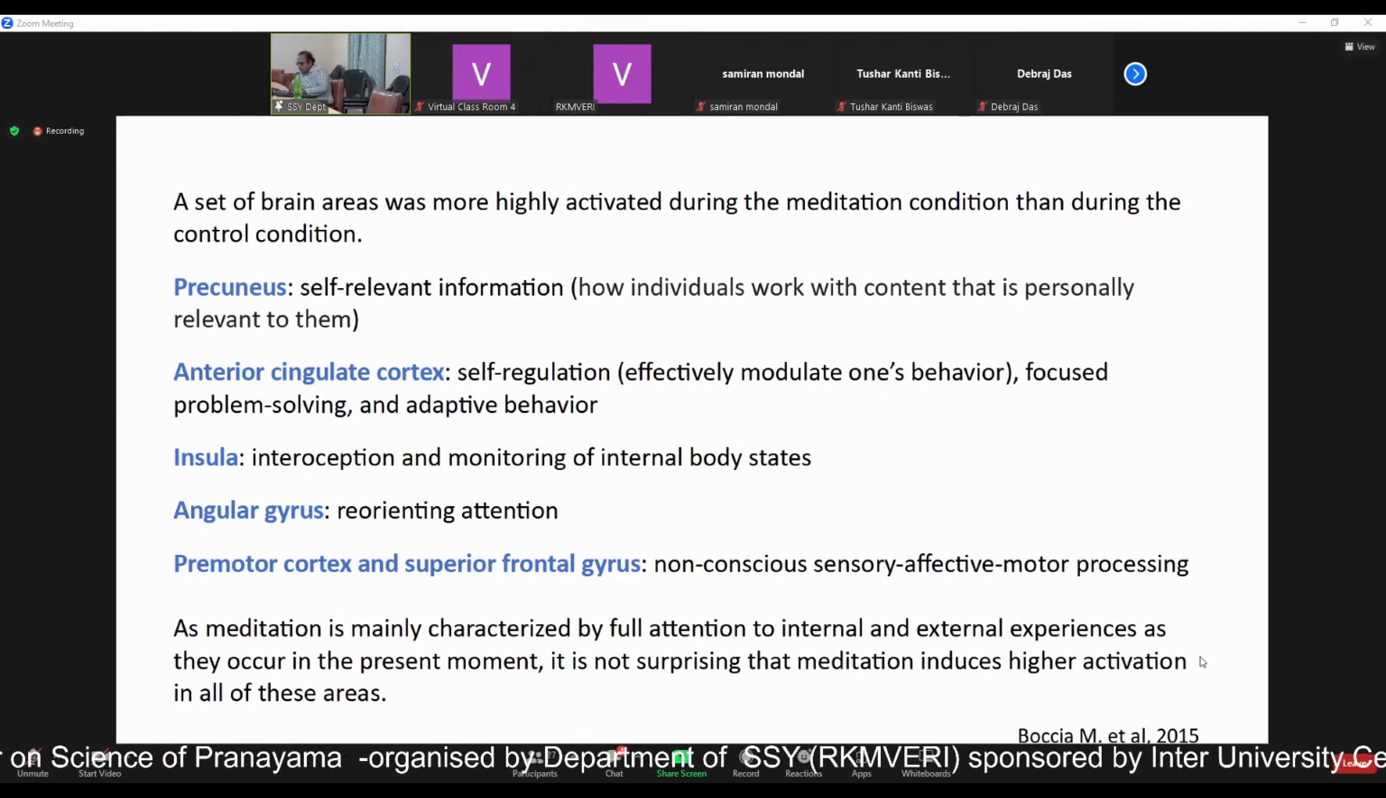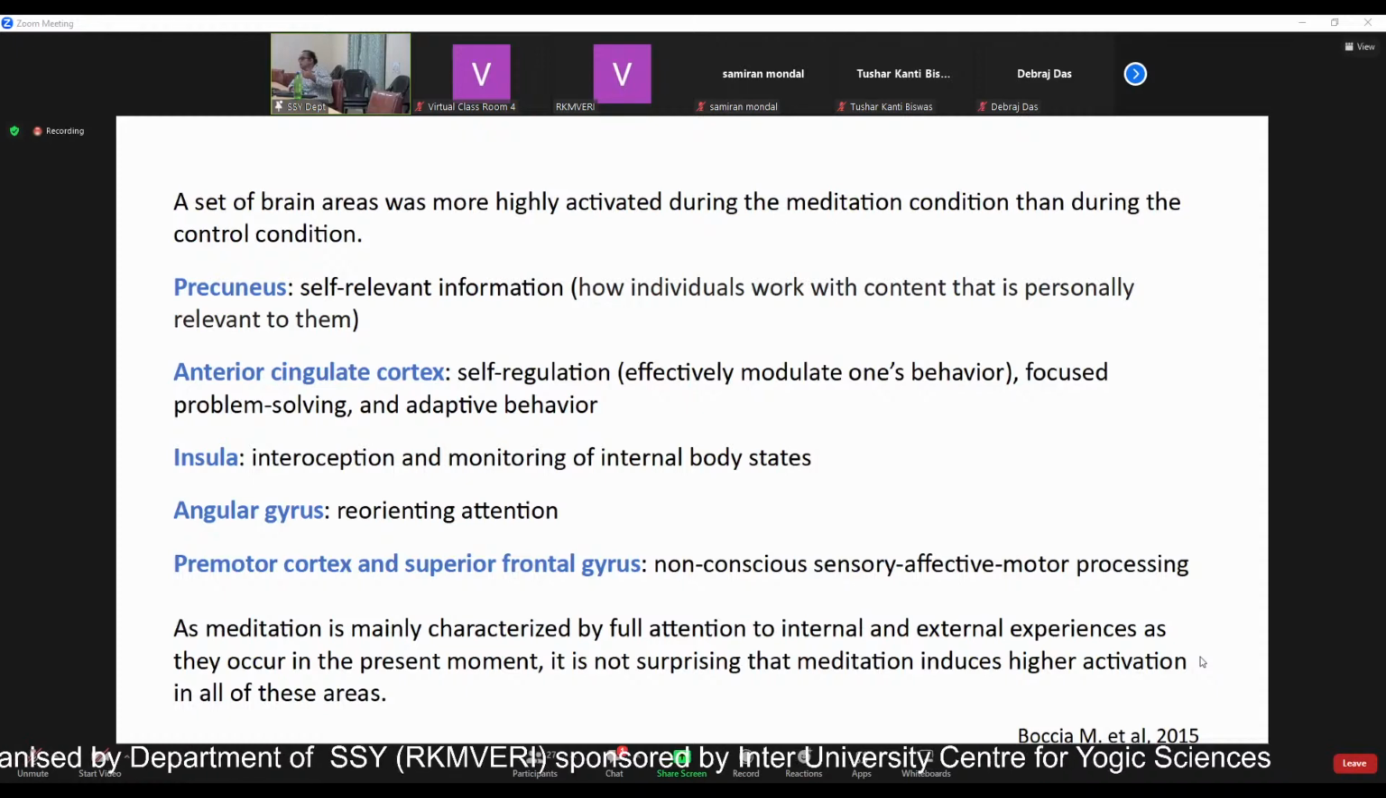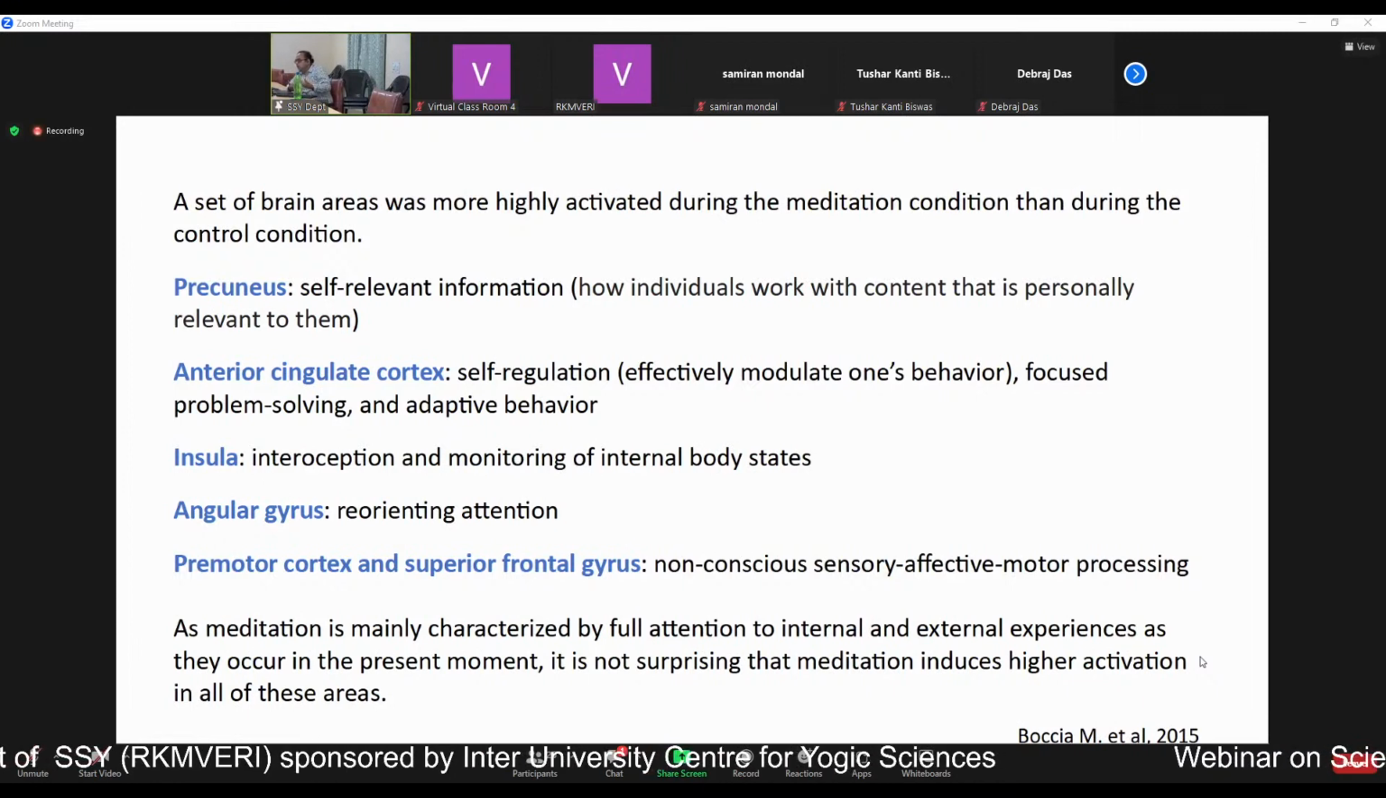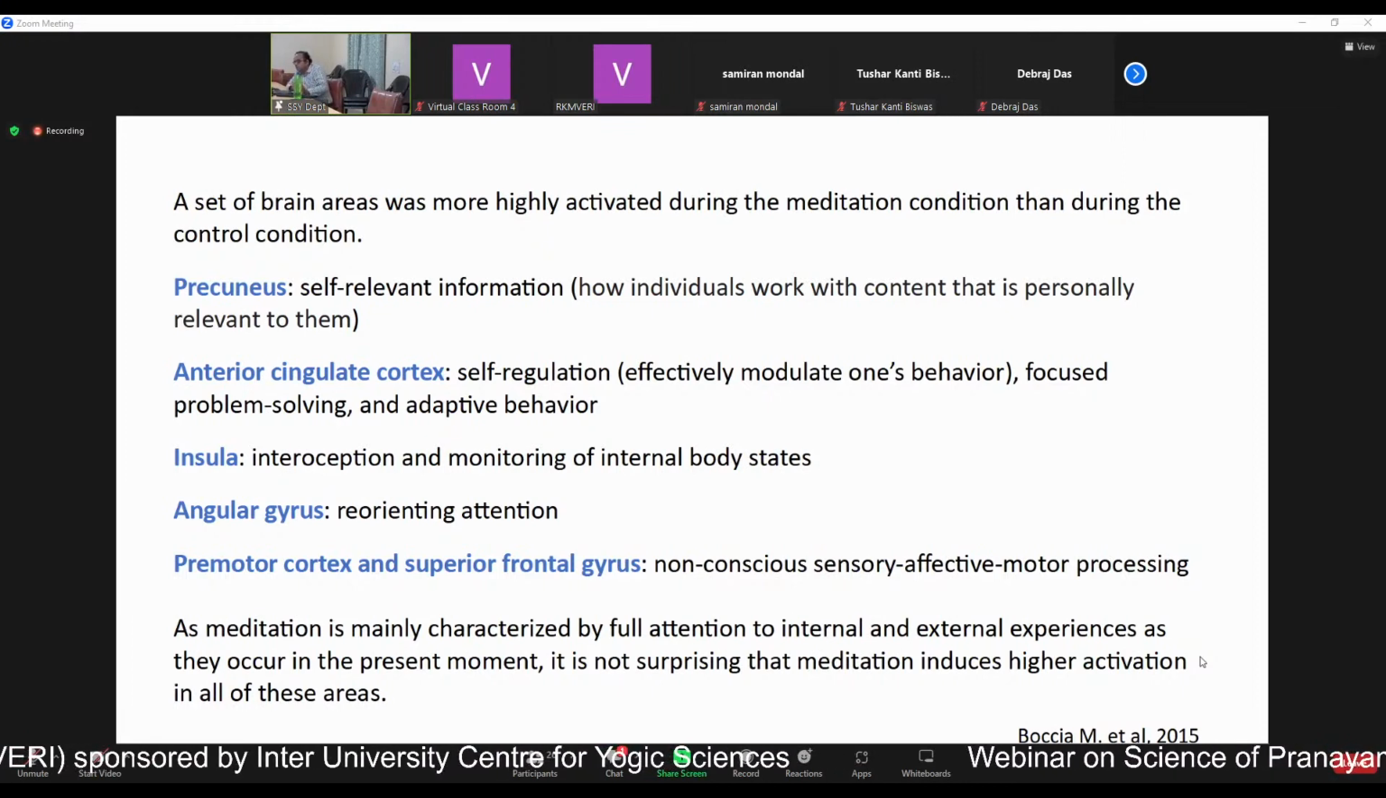Another brain region where we saw more activity in the meditators is the insula. It is known that this part of the brain is involved in interoception, that is, monitoring the internal body states. A very simple example: if I am hungry, whether I can understand that I am hungry. If I have that sense, then I have a standard amount of interoception. If interoception is dysregulated, that can create problems.